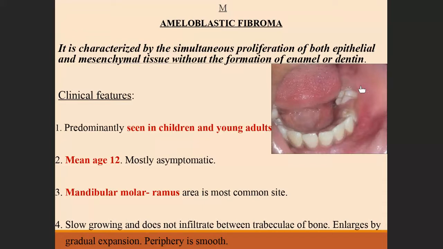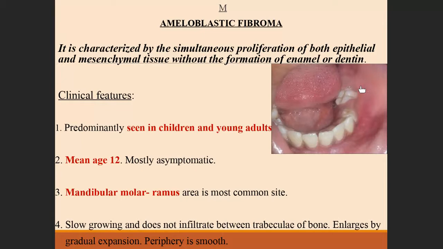Now see this clinical picture. So that mouth itself is giving you a clue, right? This tumor is seen in younger individuals. Remember, the age is around 12 years. So children and young adults, usually asymptomatic, just like ameloblastomas, no? So you can see it in the posterior segment of the mandible.